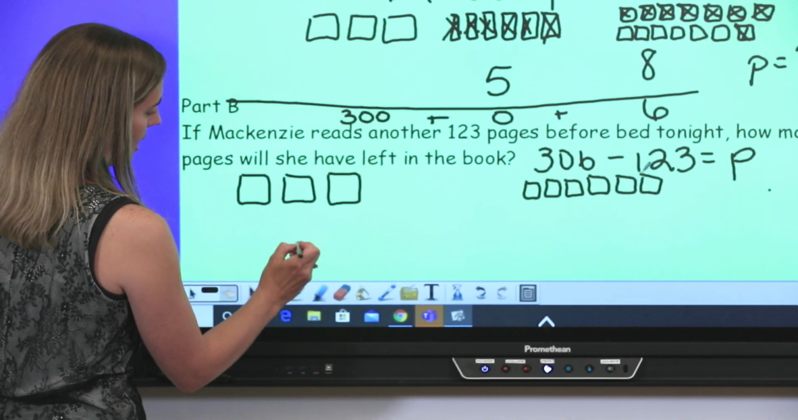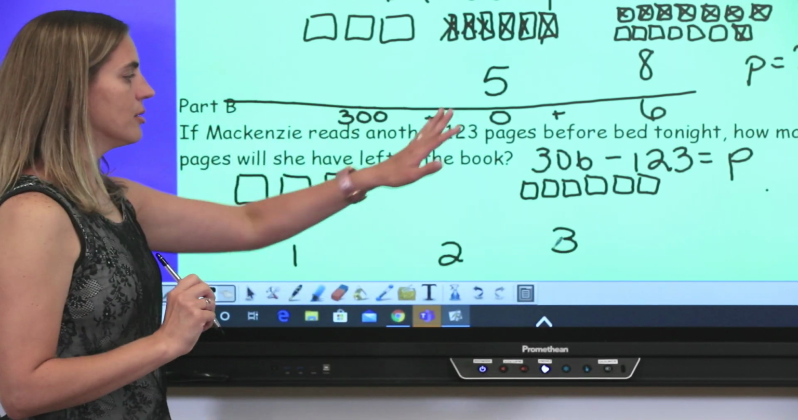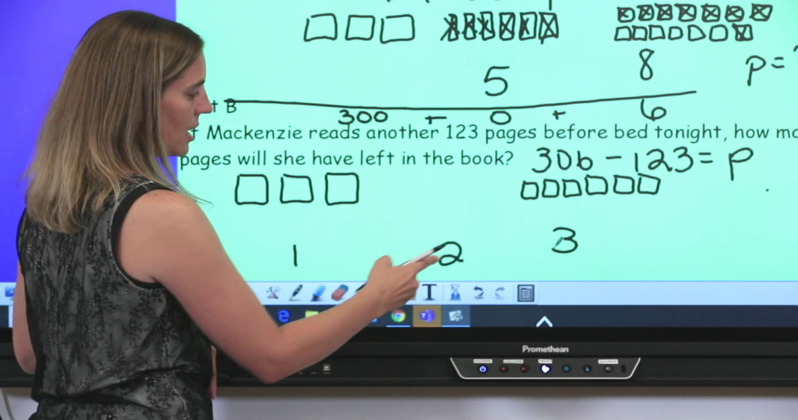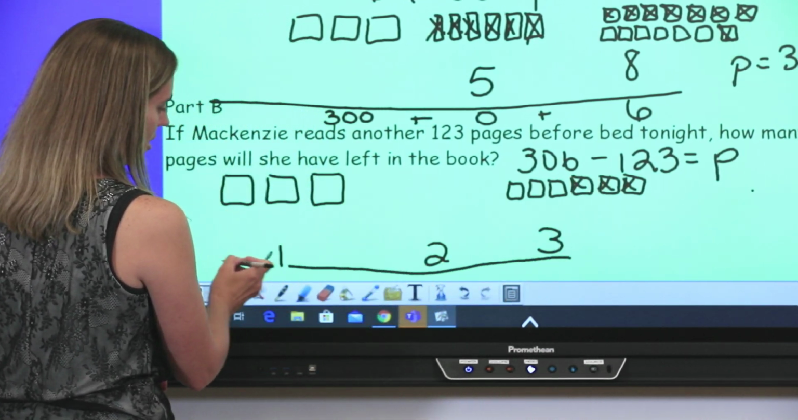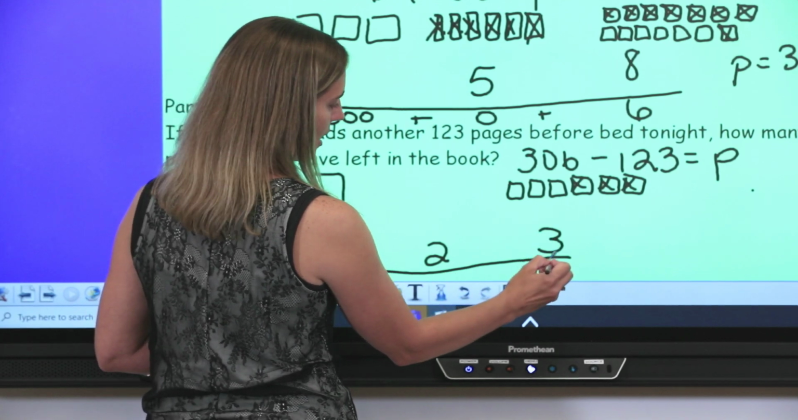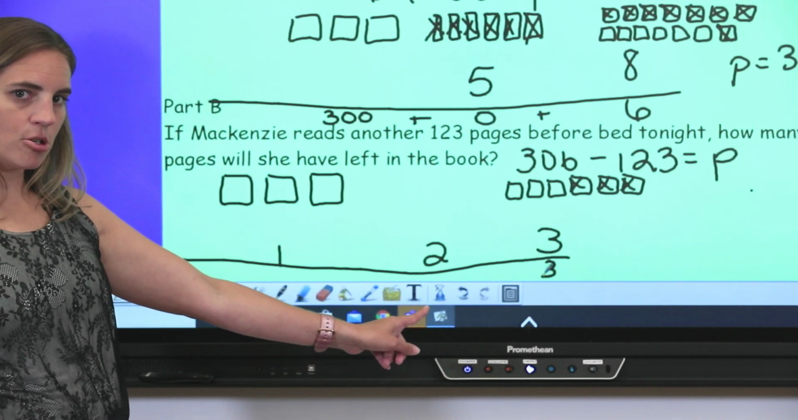Okay, I need to take away 123. Well, I don't see any problems here because I think I can take 3 away. 1, 2, 3. I think that's okay. So I've got 3 left. But here's my problem. I have 0 tens, but I need to take away 2 tens.